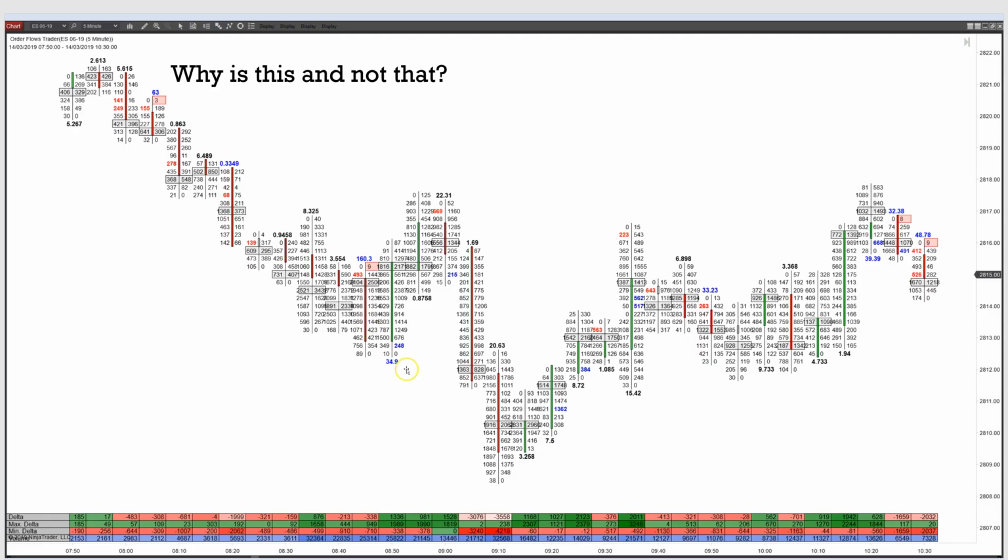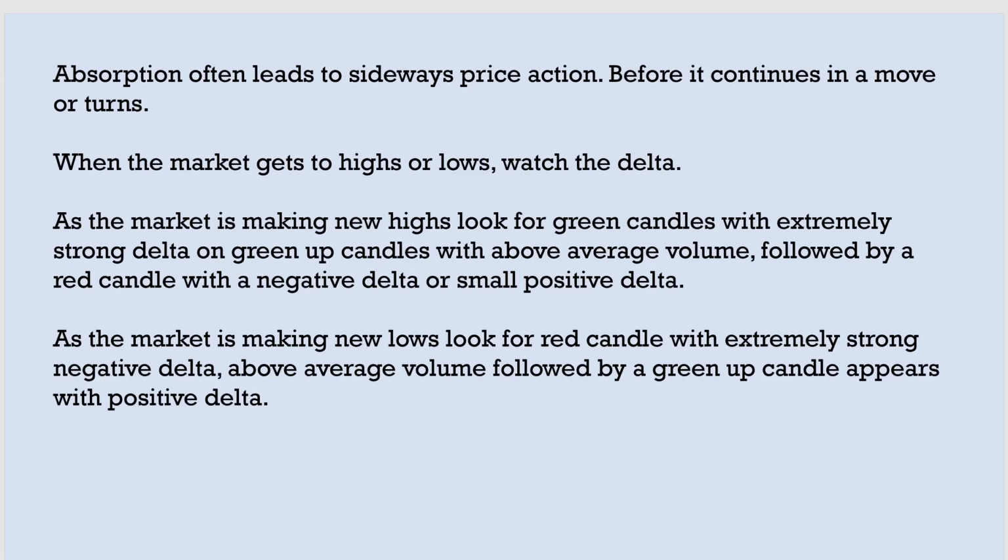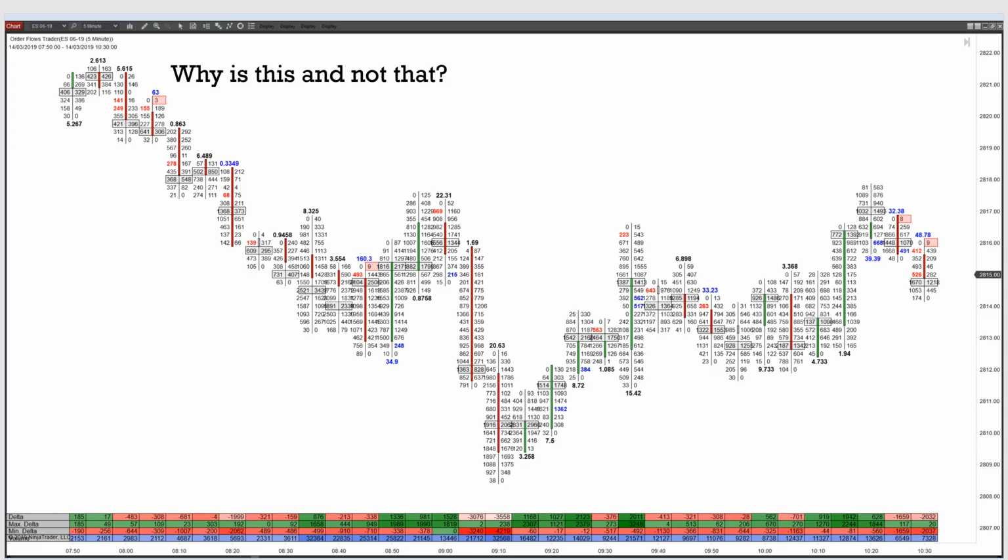All right, you have a low here. The market started a rally, came back down, made new lows. Well, go back to what I was saying earlier: look for the red candle with extremely strong negative delta, above average volume, followed by a green candle appearing with positive delta. That's really what you want to be looking for.